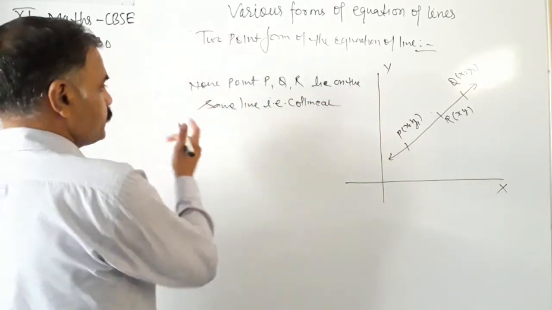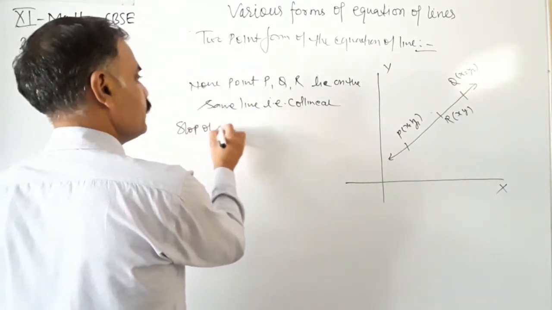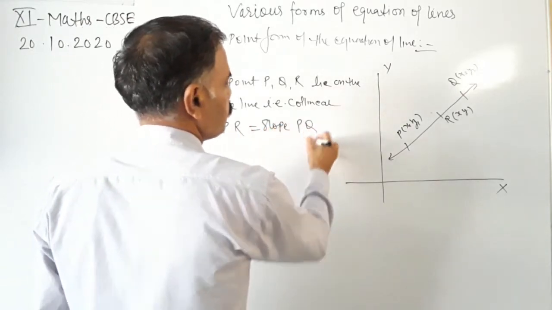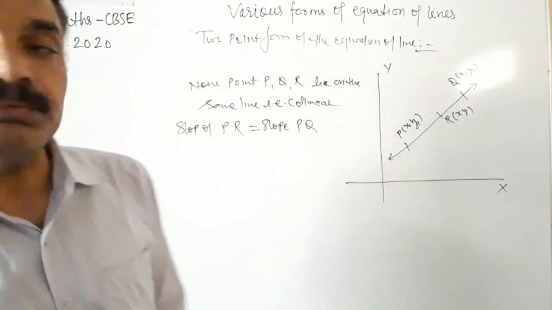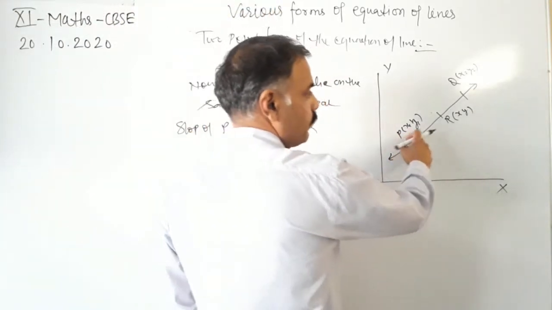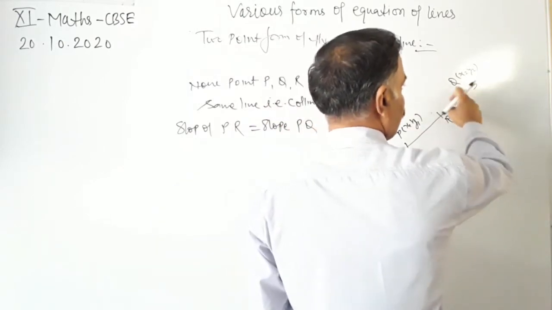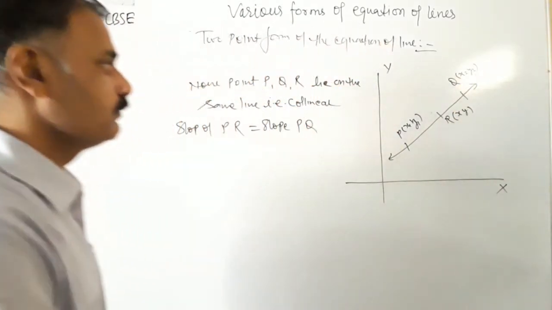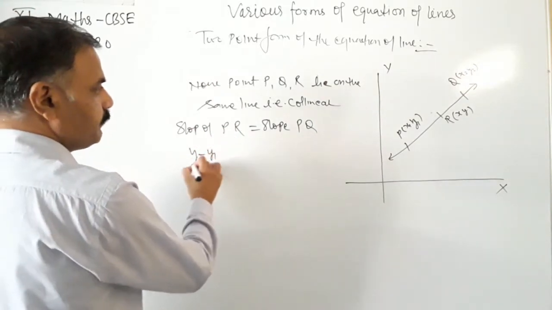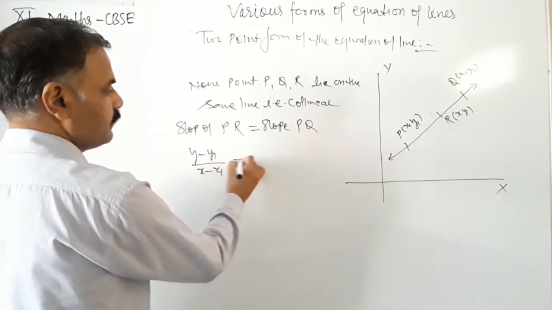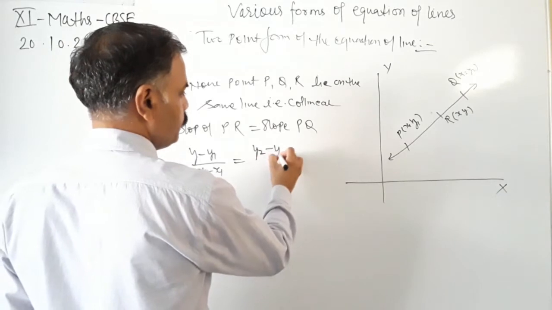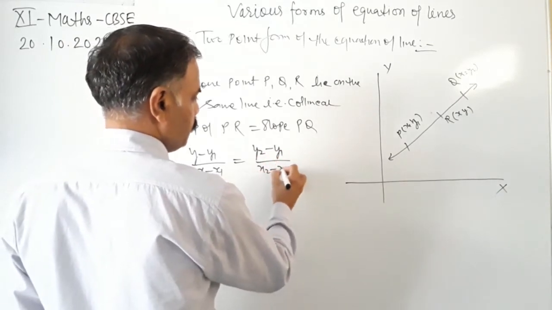So slope of PR is equal to slope of PQ. The coordinates of P are (x1, y1), of R are (x, y), and of Q are (x2, y2). So slope of PR is (y minus y1) upon (x minus x1), and this is equal to slope of PQ, that is (y2 minus y1) upon (x2 minus x1).